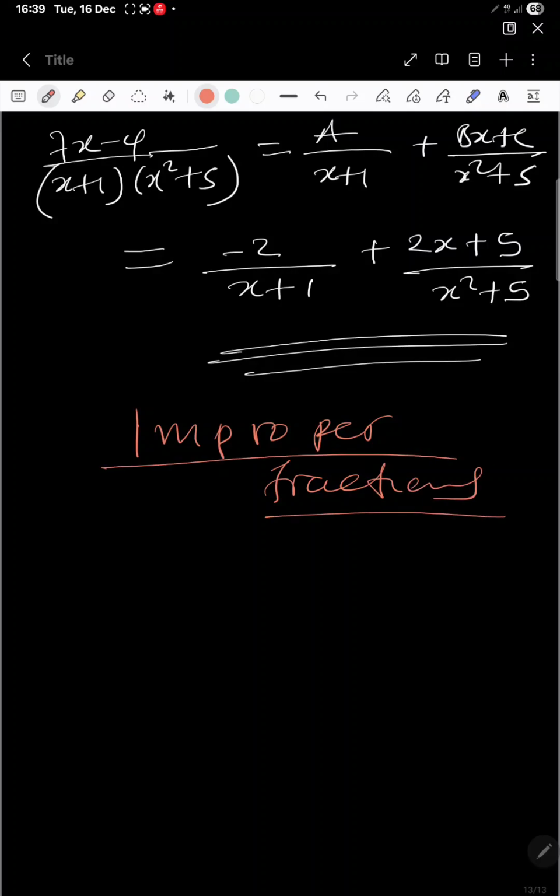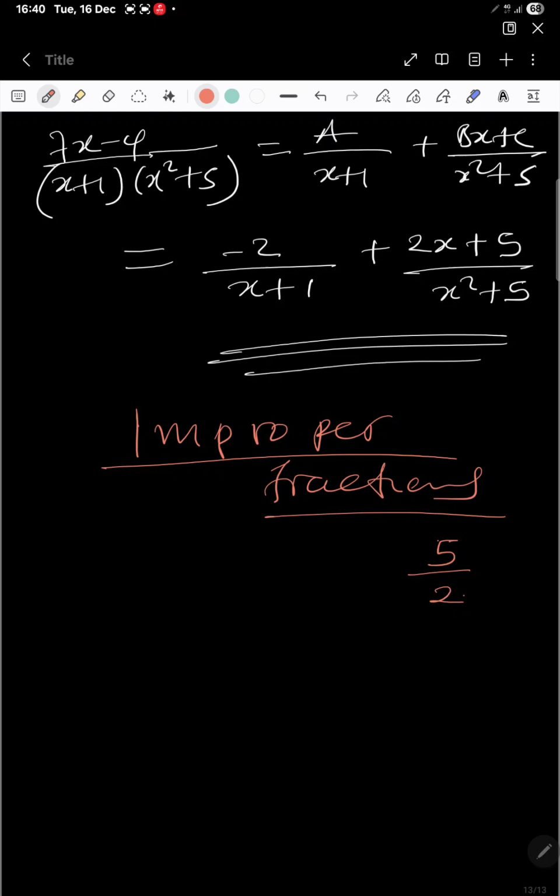Now here what we're supposed to know is that we have what we call improper fractions. Improper fractions are a type of fractions where a small number is carrying a bigger number. Let's say we have 5 over 2. This type of fraction is called an improper fraction because you have a smaller number carrying a bigger number.